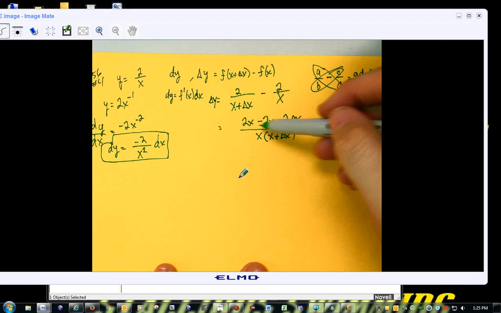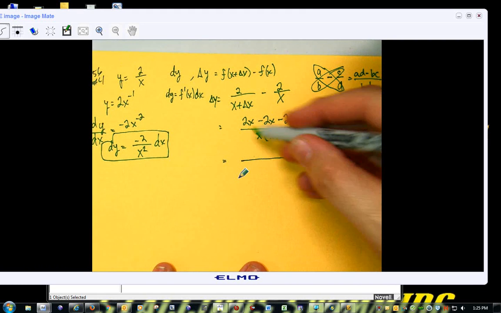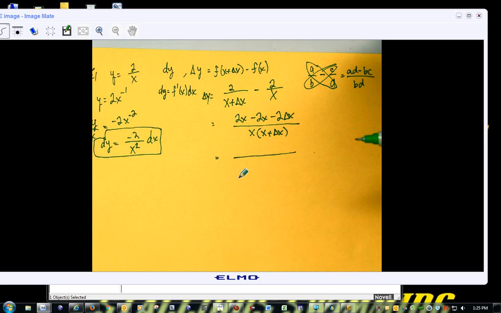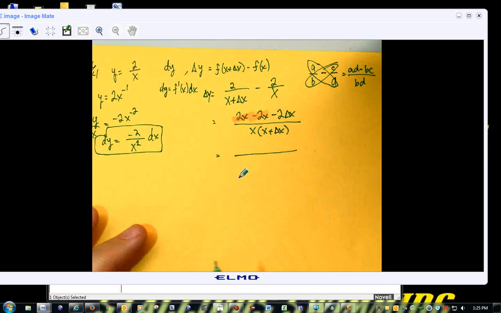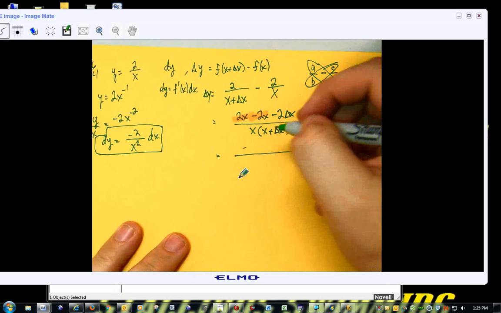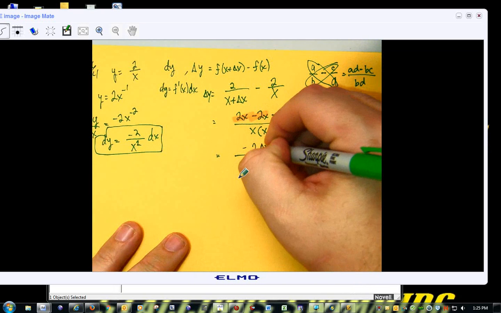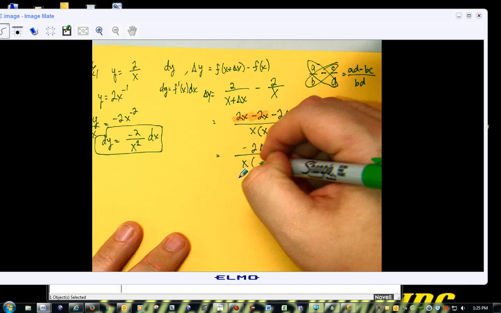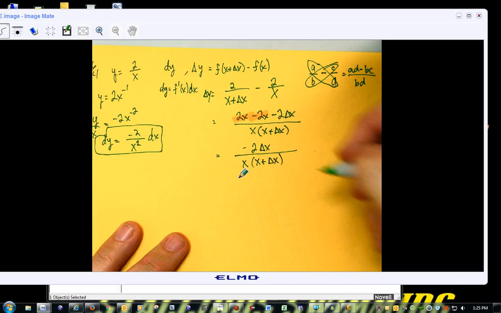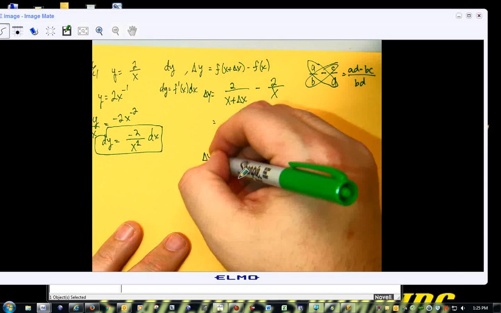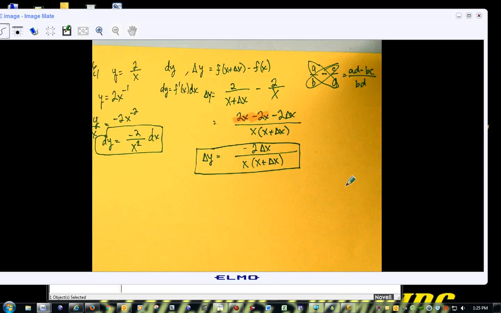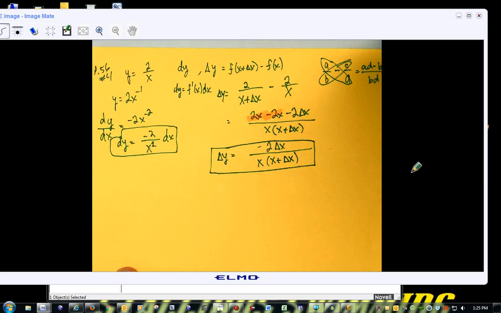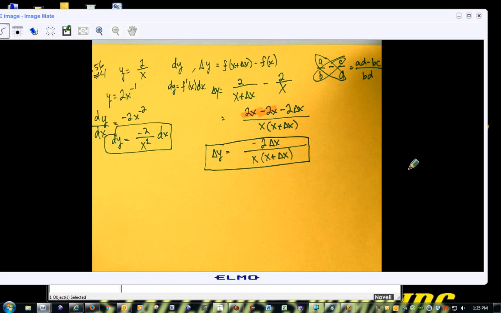And we have that. Now, can I get rid of anything in this case? Yeah, I get 2x minus 2x, that stuff's gone. So I'll be left with negative 2 delta x all over x times x plus delta x. And there's my delta y. And so those are your two equations for that. Then if we knew what delta x was and dx and x, we could plug them in there and see what happens.